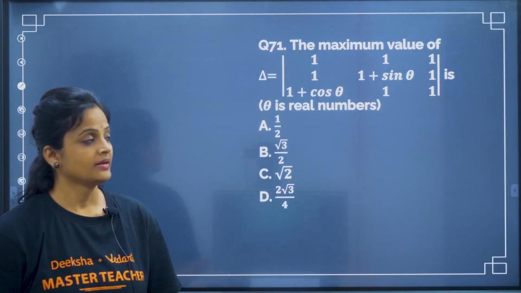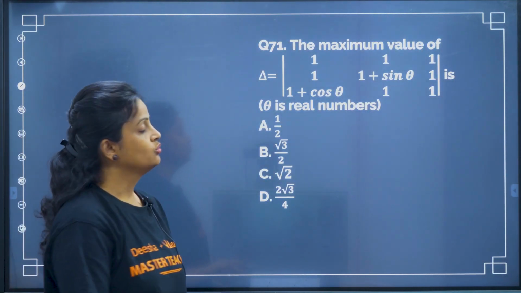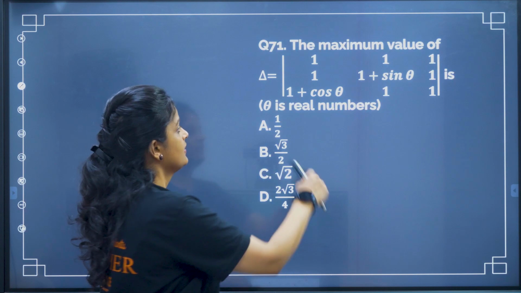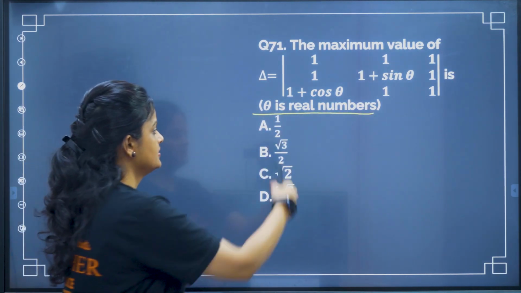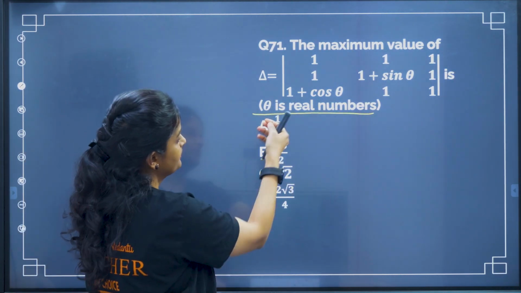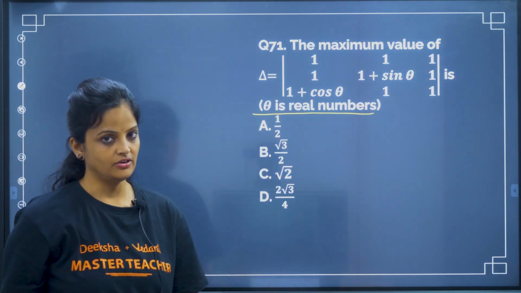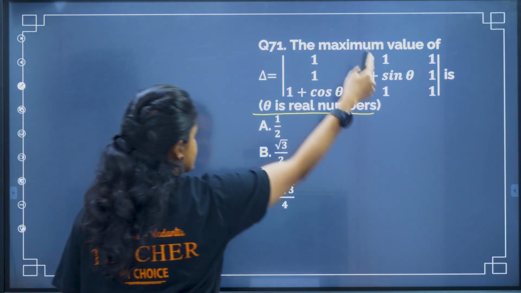Okay, 71st question. Maximum value of the determinant when theta is a real number. And the numerical constants are the values, isn't it? Now let's expand it.